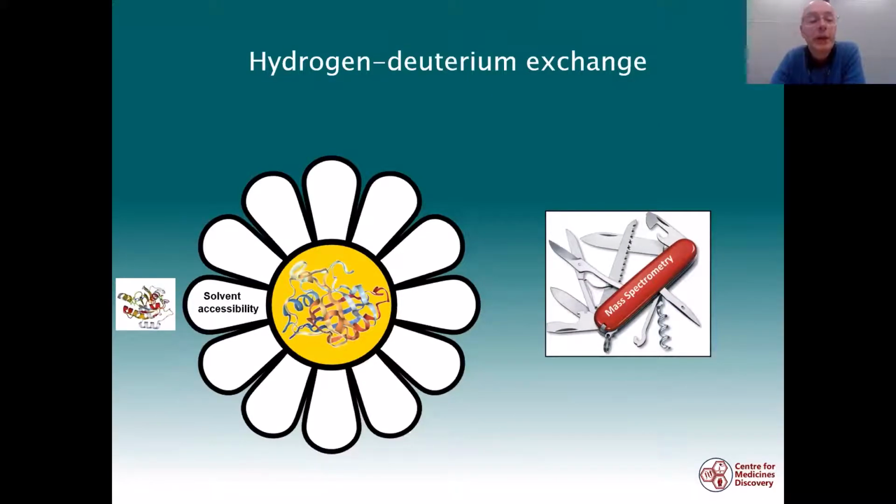So another thing we can look at, which gives us lots of information on the structure and function of a protein, is solvent accessibility. And the way we do that is by hydrogen-deuterium exchange.